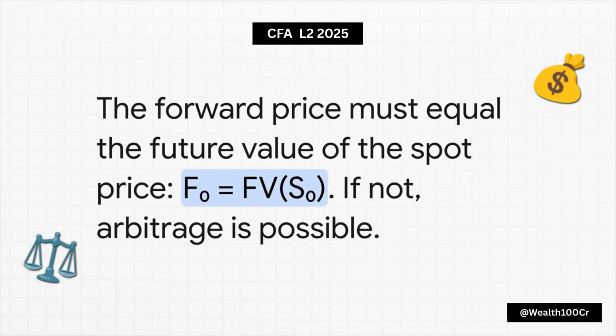The no arbitrage forward price, which we call F0, has to be equal to the future value of the spot price, S0. In other words, you take the price of the asset today and you just compound it forward at the risk-free rate. That's it. We call this the cost of carry model because the forward price is literally just the cost of buying the asset today and carrying it to the delivery date. If the real market price is different from this, our arbitrager jumps in.